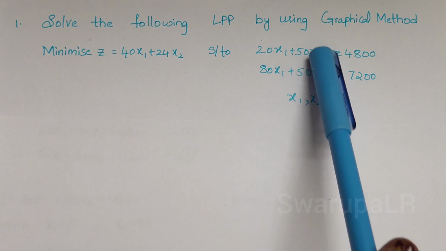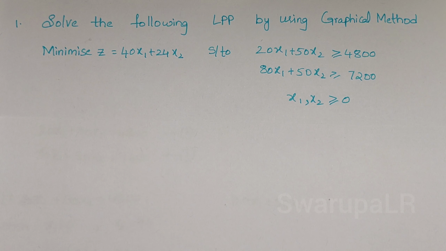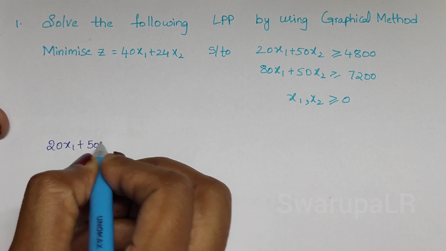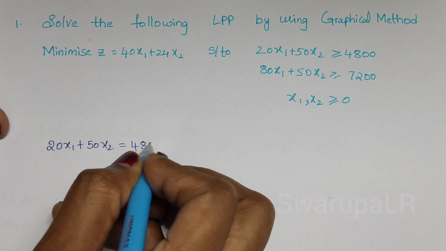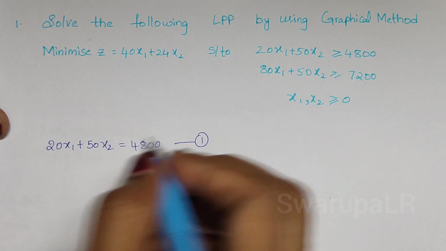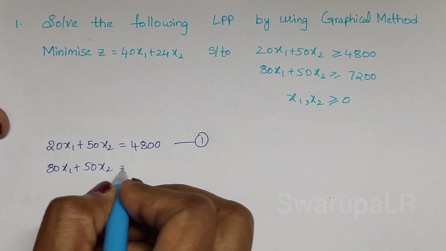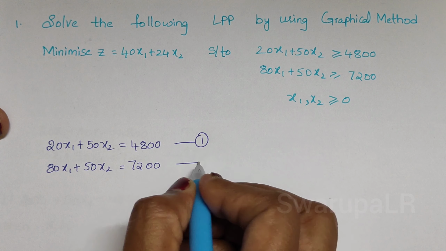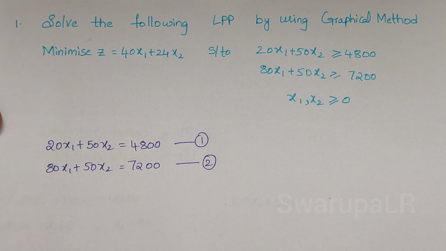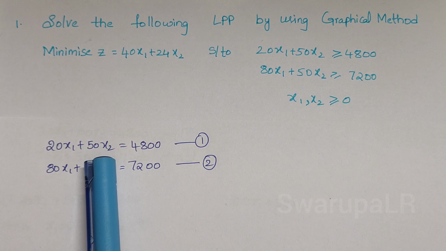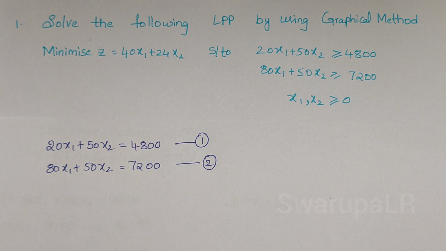We have to convert these two constraints into equalities in the following way. 20x1 plus 50x2 is equal to 4800 and this is equation 1, and 80x1 plus 50x2 is equal to 7200. This is equation 2. Now we have to find out the corner points. So for that we have to assume x1 is equal to 0 and x2 is equal to 0 in both the equations.